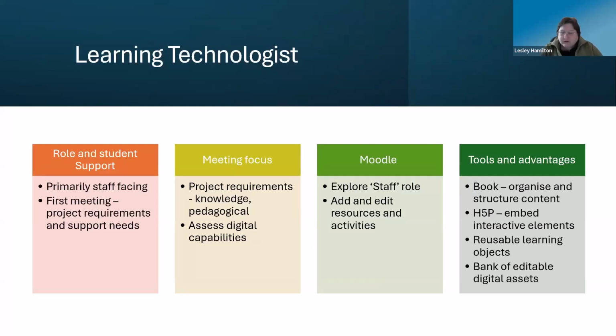Creating content in Moodle Book provides a consistent structure for the resources, while embedding H5P content adds interactivity. The advantage of Moodle Books and H5P meant that the content can be shared as a complete resource covering various topics. Additionally, the H5P content bank means we have a bank of digital assets that are reusable and can be edited to create bespoke learning materials.